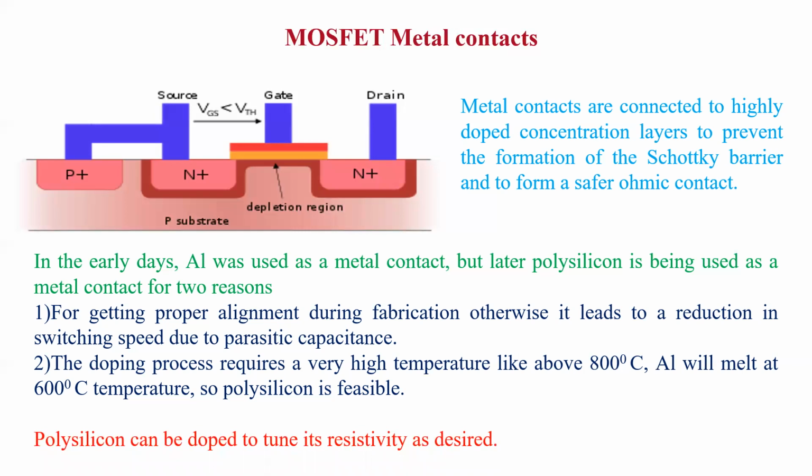Now, polysilicon can be doped. So polysilicon can be doped to tune its resistivity as desired. So we can tune the resistivity, which means if we want low resistance, we have to dope the polysilicon highly.